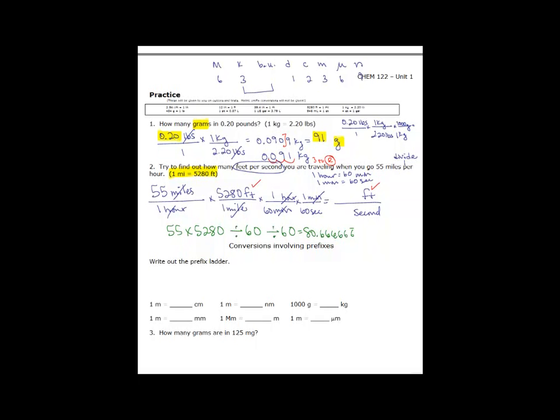Okay, and I need to have 2 sig figs. So 2 sig figs, and that will give you 81 feet per second. I have my units labeled, 2 sig figs. So anytime you see a question that involves per, write it out like I have here. Otherwise, it's going to be very tricky. So number 2 was a challenging one. But the more you practice these, the easier they will become.